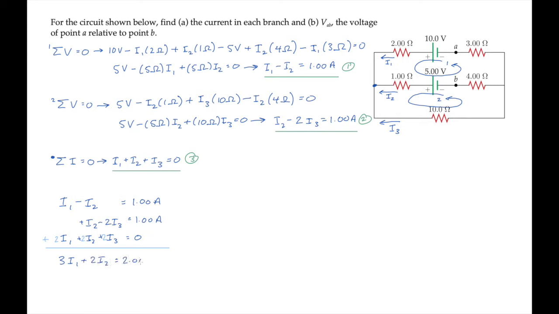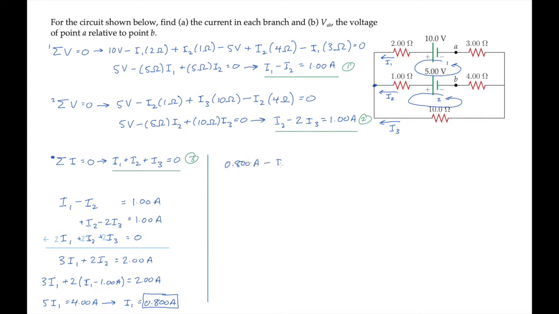From equation 1, we know that I2 equals I1 minus 1 amp. We substitute that into this result, giving us this expression, which we can simplify and solve for current I1. This shows us that I1 equals 0.8 amps. Now that we know I1, we can substitute that value into the first equation, I1 minus I2 equals 1 amp, and solve for I2. That works out to negative 0.2 amps.